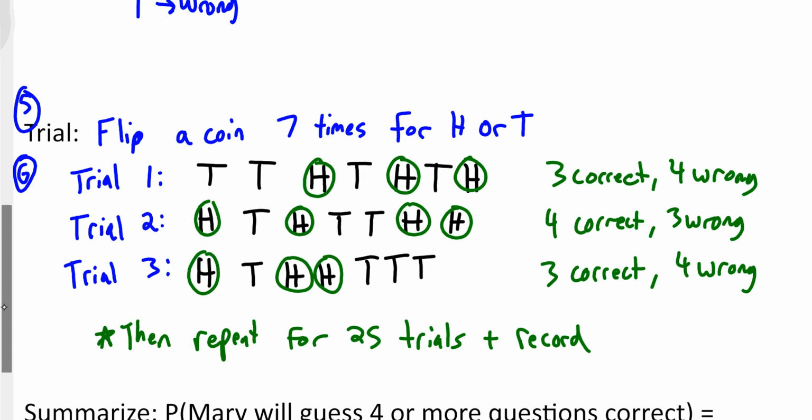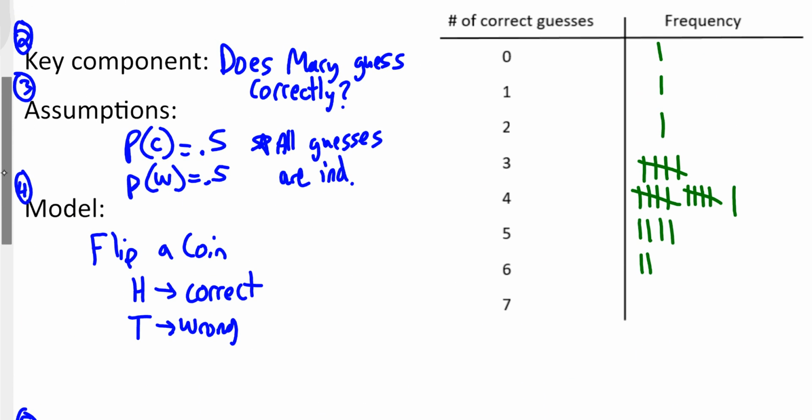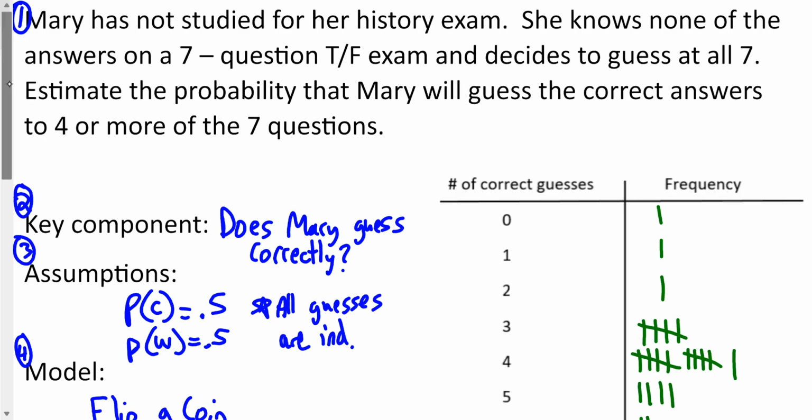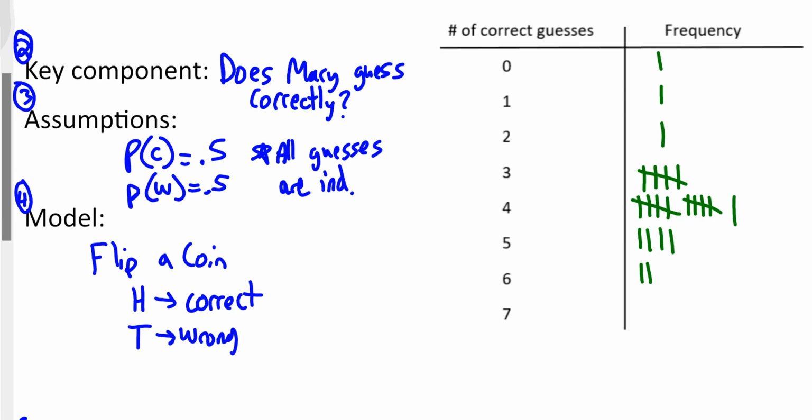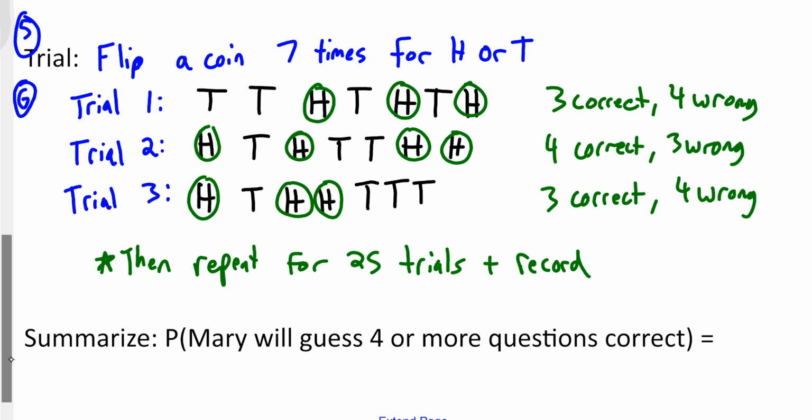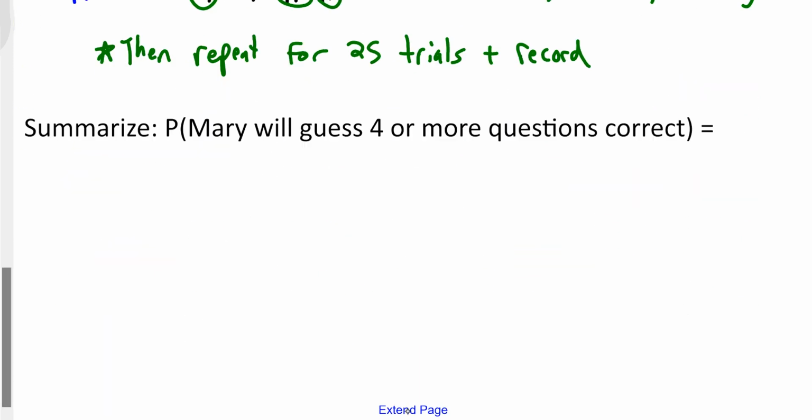I want to now summarize my results. Now, the question was, does Mary guess correctly? We want to know how many times she guesses 4 or more correctly. Well, I can circle the ones that she did. 4 or more was all in here. So that was 17 out of 25 times. There's a lot. So that's a pretty high chance that that's going to happen. So the probability that Mary will guess 4 or more questions correct is 17 out of 25, which gets me 0.68 if I'm putting it into a decimal, or 0.680.